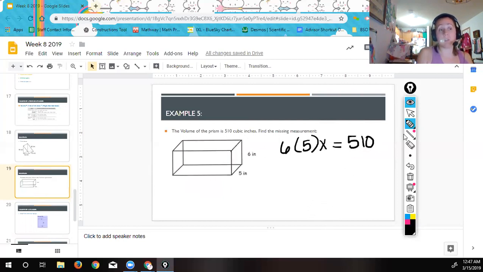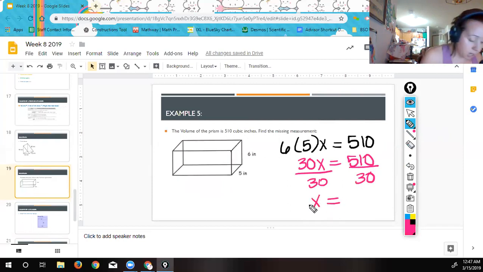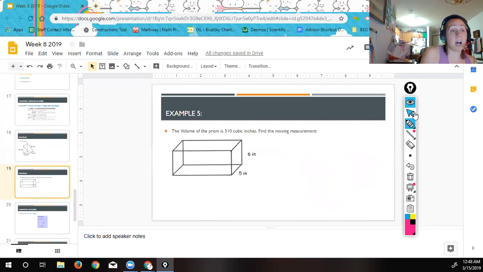Well, this is just a straight one-step equation. 6 times 5 is 30. I want to solve for x there. That gives me a value of 17. So my missing measurement is 17 inches. Definitely going to be this one here. So just follow the formula, guys.